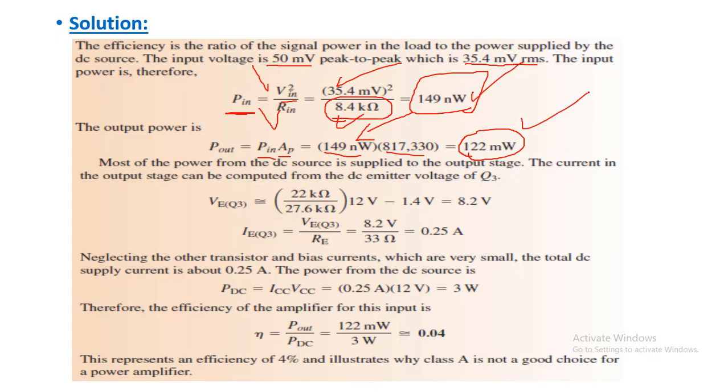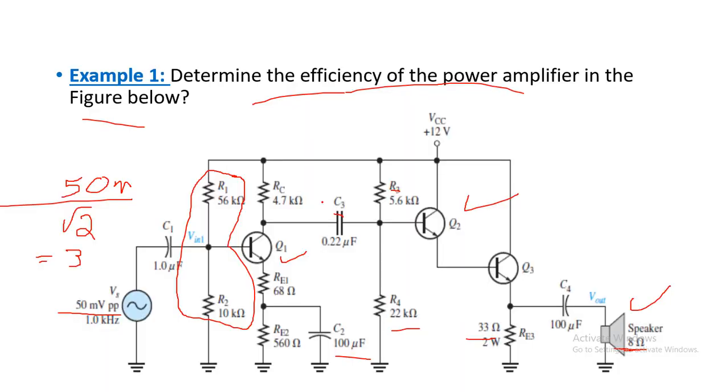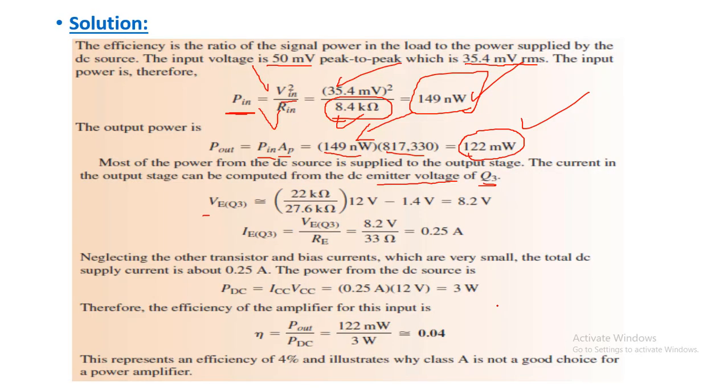Now the next thing that we are going towards is, you see that most of the power from the DC source is supplied to the output stage. The current in the output switch can be computed from the DC emitter voltage of Q3. So the voltage at the emitter of Q3, if you apply the voltage divider rule, this is your Q3 and it is connected with the 12 ohm. To find the voltage at this point, it will be equal to 22 divided by 22 plus something. And what is that something?